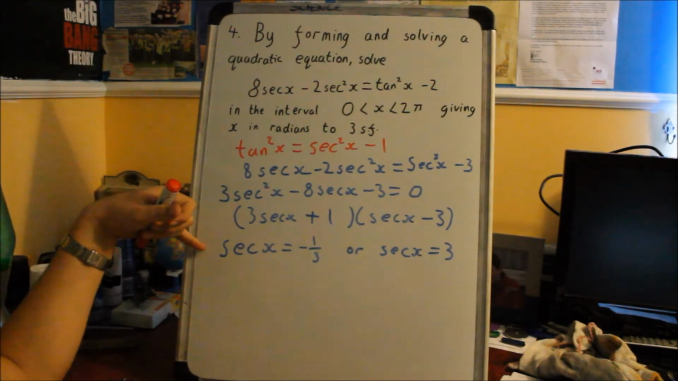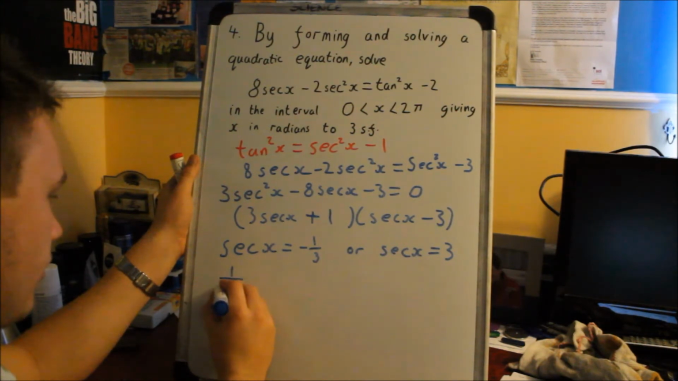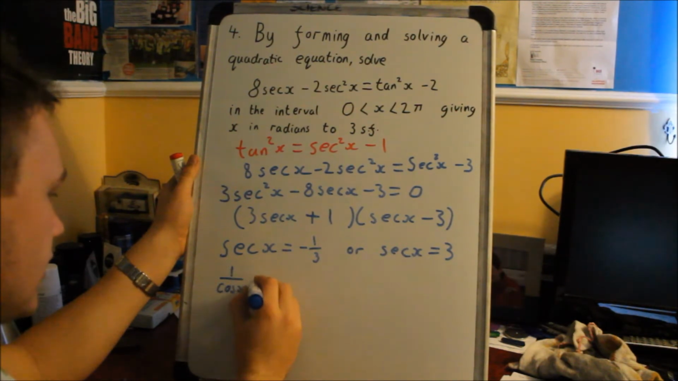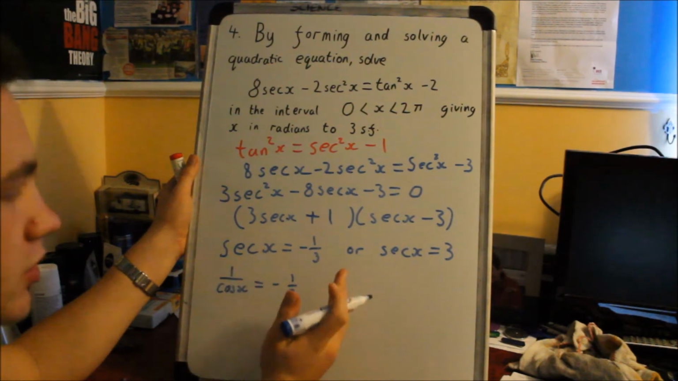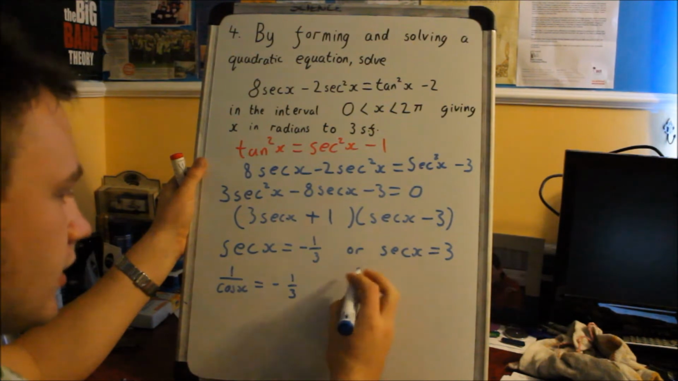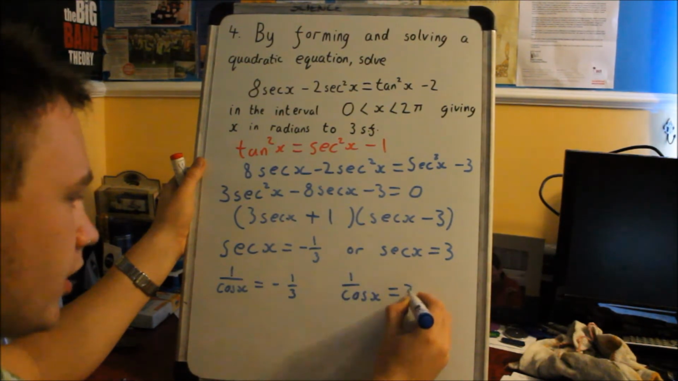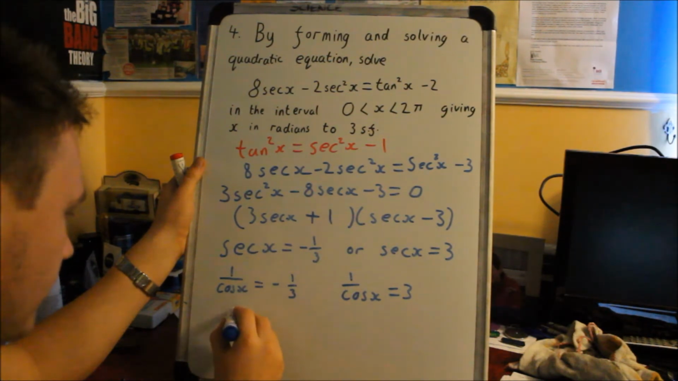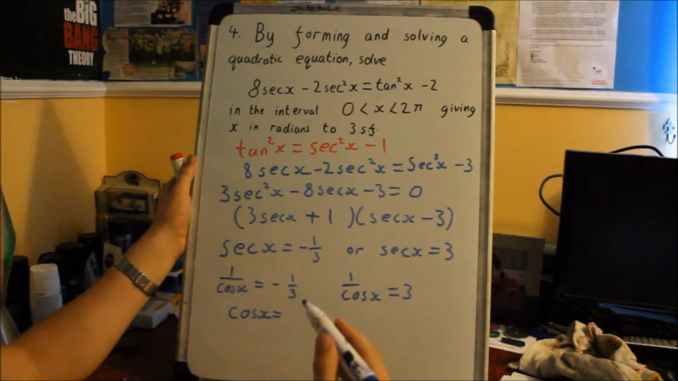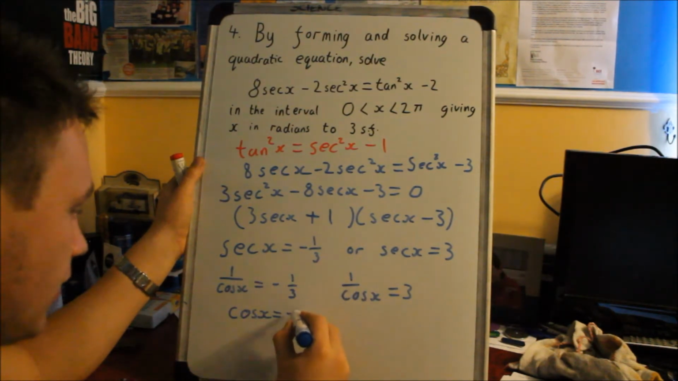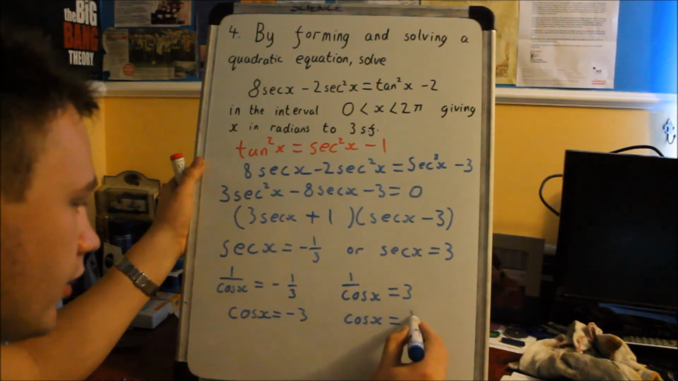Okay, so what is sec? Well, it's 1 over cos. So we get 1 over cos x = minus 1/3, because you can't do sec to the minus 1 of these things, and 1 over cos x = 3. Therefore cos x = 1 over minus 1/3, which is minus 3, and cos x = 1/3.